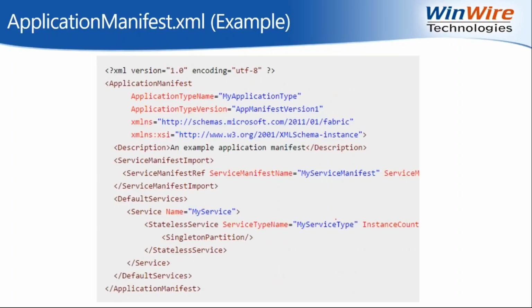Application manifest again has a name of the application, the type of the application, and what all services it contains. It's mentioned in the service manifest import section. It also specifies the default service, basically when the application is launched, which is the first service that should execute.